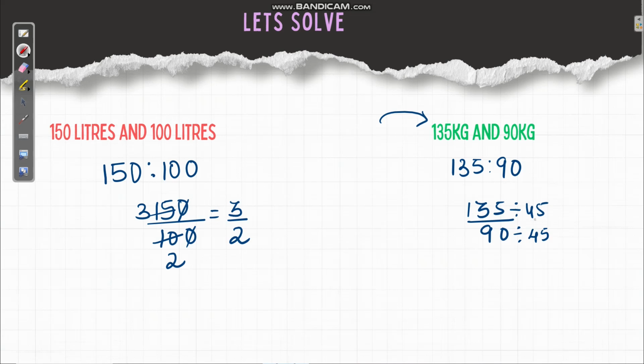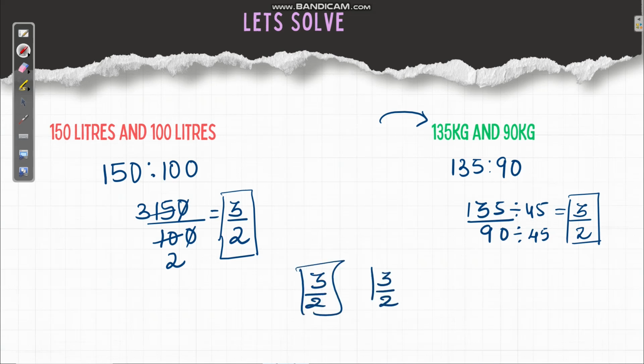So when you divide, you will get 45 3s is 135, 45 2s is 90. So you're again getting 3 by 2. So here we got 3 by 2 as the ratio. Over here also we got the same ratio, that is 3 by 2. Both the ratios are equal. So whenever you have two ratios which are equal, they are said to be in proportion.